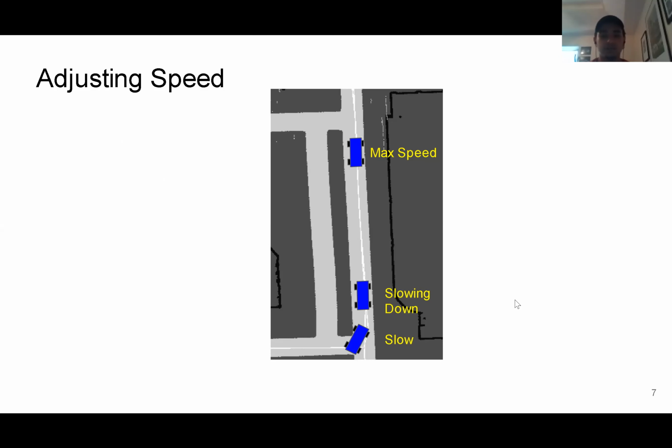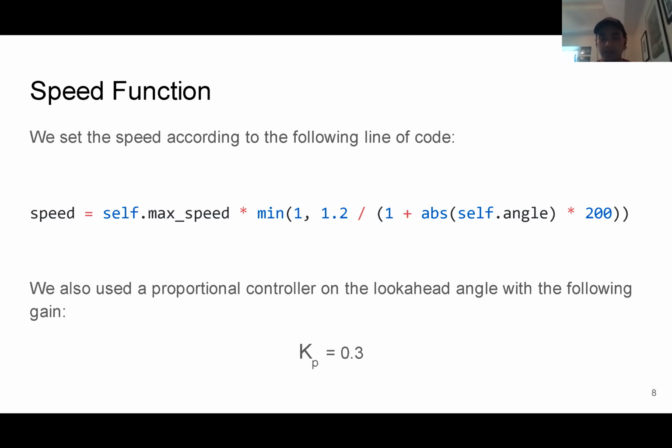In order to detect turns, we use the fact that as the car approaches the turn, the look-ahead point is at a greater angle from the heading of the car, compared to being close to 0 for straight sections. Therefore, we developed a speed function that was dependent on that angle. So the equation above demonstrates the relationship between the angle to the look-ahead point and the speed published to the car. The minimum function takes the minimum between 1 and the speed function, which is defined as 1.2 over 1 plus the absolute value of the look-ahead angle times a factor of 200. This function decreases greatly as the look-ahead angle increases and approaches 1.2 as the angle goes to 0.